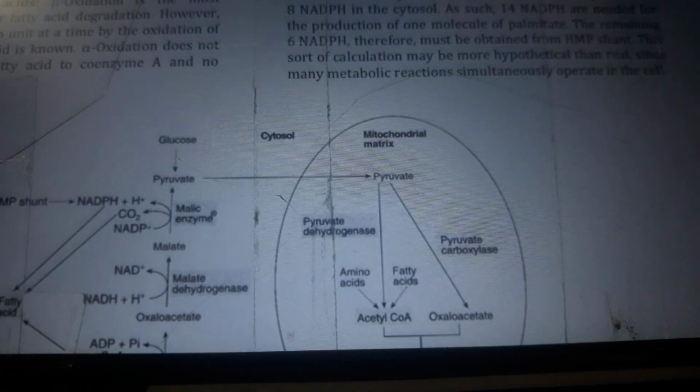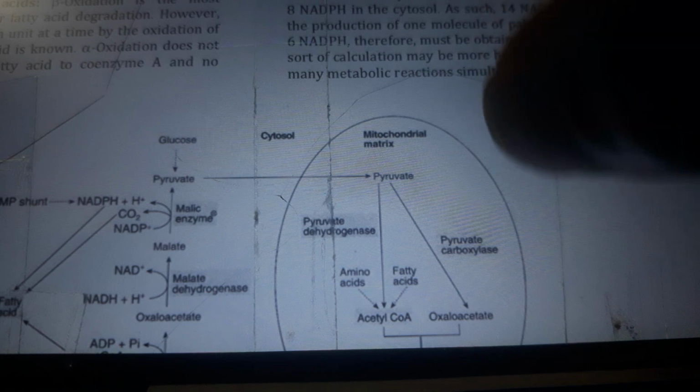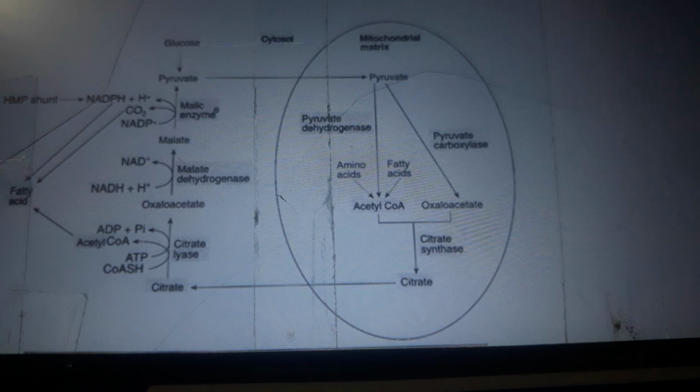As such, 14 NADPH are needed for the production of 1 molecule of palmitate. The remaining 6 NADPH therefore must be obtained from the HMP shunt. This sort of calculation may be more hypothetical than real, since many metabolic reactions simultaneously operate in the cell.